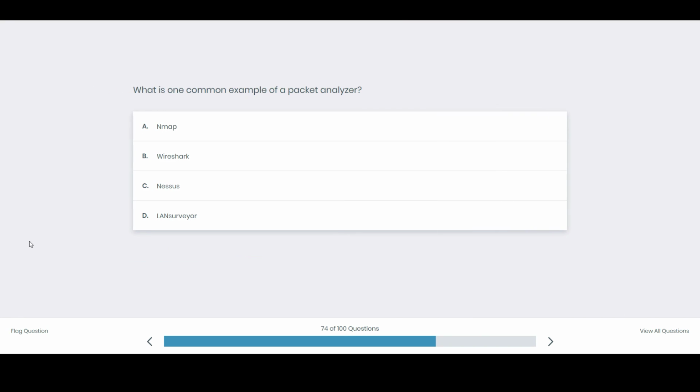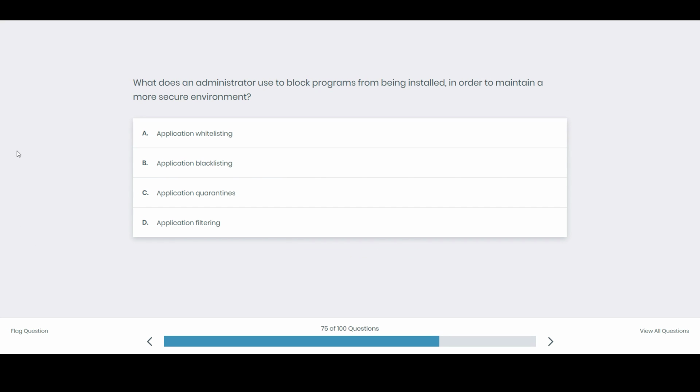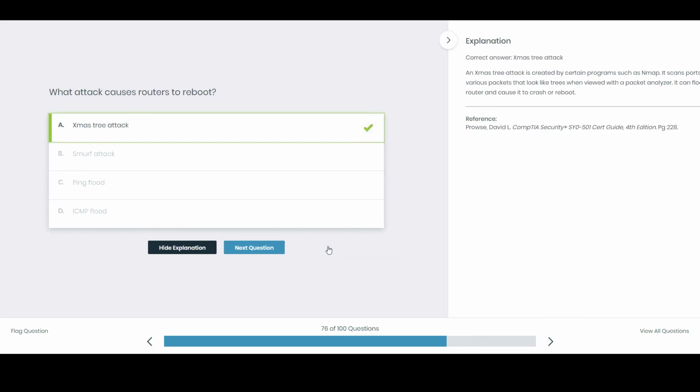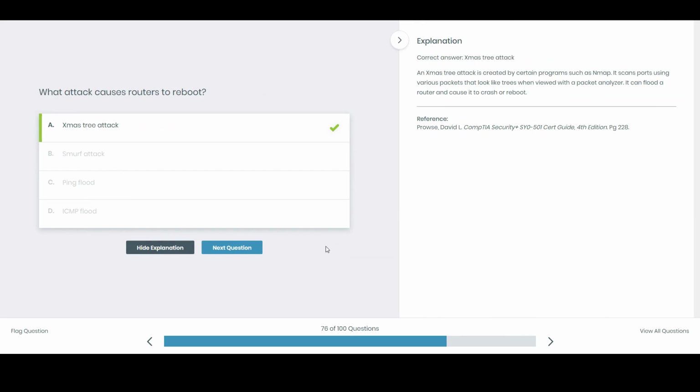What is one common example of a packet analyzer? Wireshark, no question asked. What does an administrator use to block programs from being installed in order to maintain a more secure environment? Application whitelisting? Oh yeah, blacklisting. Golly, let's pick this one. What attack causes a router to reboot? Ping of death. This one, the DoS attack. Nmap scans for using various.